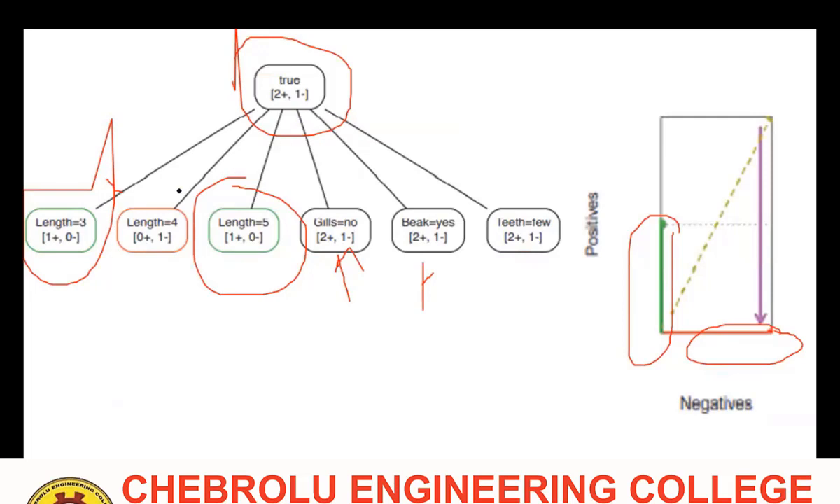This can be written as true, 2 plus. Now length: all pure. Length is equal to 3 pure. Length is equal to 5 pure. Length is equal to 4 pure negative. And gills no, 2 plus 1. Gills yes, 2 1 minus. Teeth is equal to 2, 1 minus.